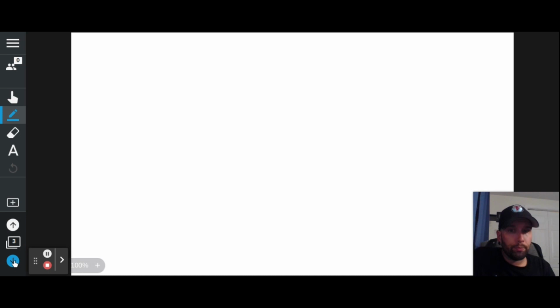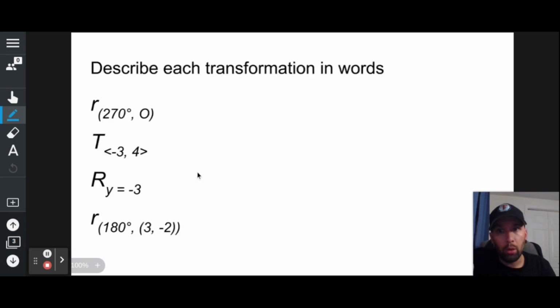But anyway, let's do a few to make sure that we feel comfortable. Describe each transformation in words. We first see a lowercase r. That means a rotation.